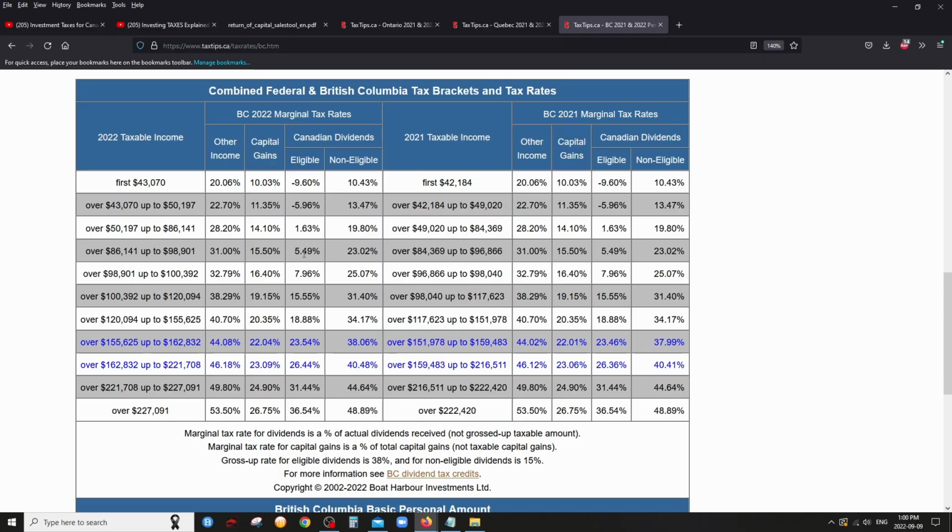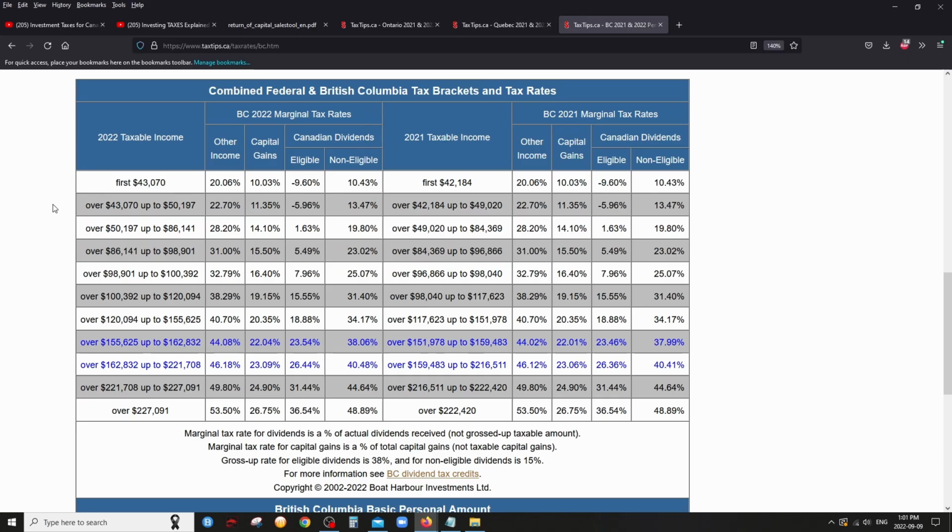But as you could see, the more you go up in tax bracket here, the more it starts narrowing. And at one point, the capital gains will be more tax efficient than eligible dividends. But that's only in the higher bracket. So that is the number one important thing to understand, guys.